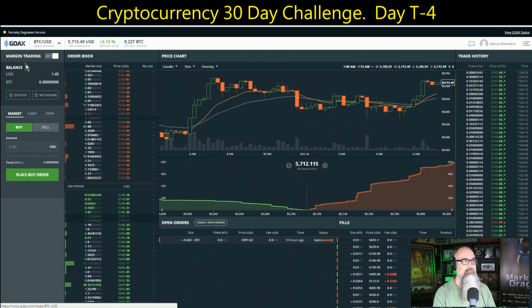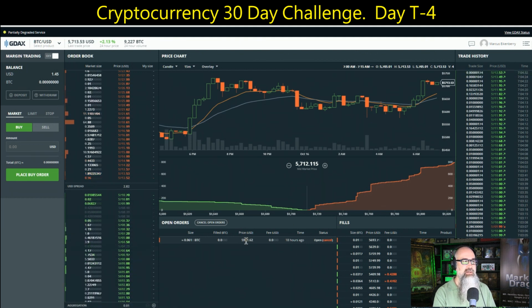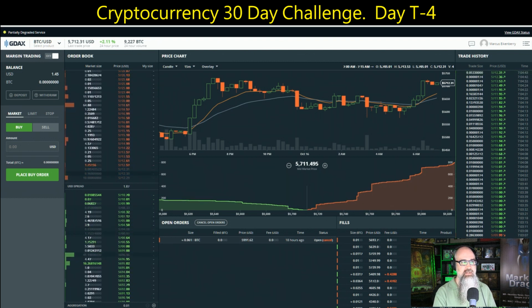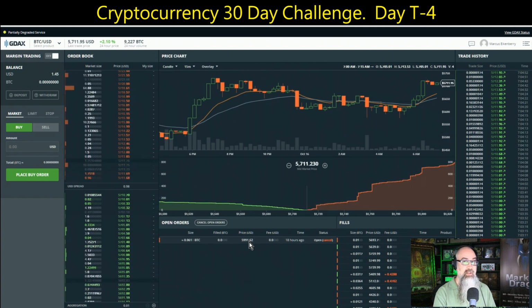Bitcoin's doing well. I have this sell order up here for $59.91. I don't think it's going to hit. What I thought is that when it hits 6,000, that's going to be a big milestone. And so if this sells just before the 6,000 mark, once it hits the 6,000 mark, I expect it to dip down maybe to like 5,500. That's my thought. I don't know if I'll be right. We'll have to see. But that is my guess.